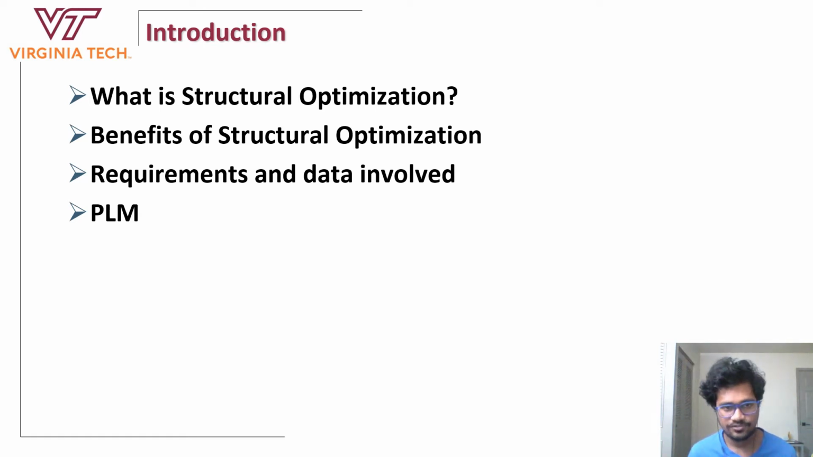So the next point, if we see, is what are the requirements and what is the data that is involved while doing this process of structural optimization. The few things to note is that we'll be requiring a 3D model of the part. Along with that, we will be requiring the load data, the constraints, things like that. So these are the basic things that are required. But on top of this, we need other things like the material information, the material properties of that.